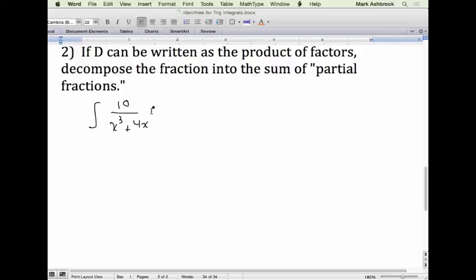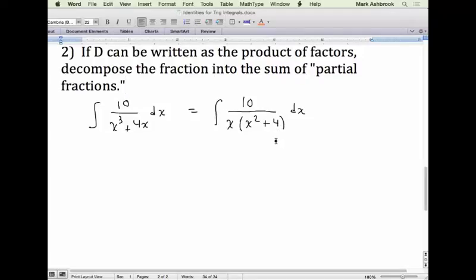This one's different. So this only works, so we got the degree of the denominator is greater. This only works if you can separate out the denominator into factors. How does that work for x cubed plus 4x? You can take an x out, and then you have x squared plus 4. If that were x squared minus 4, you could keep going, right? But you can't. x squared plus 4 does not factor any further.